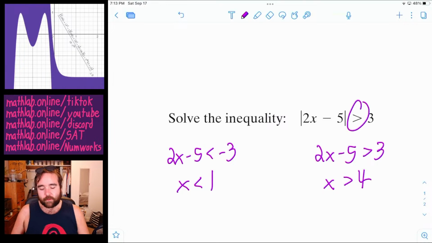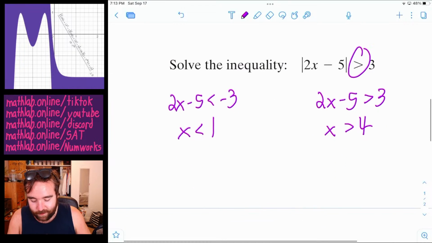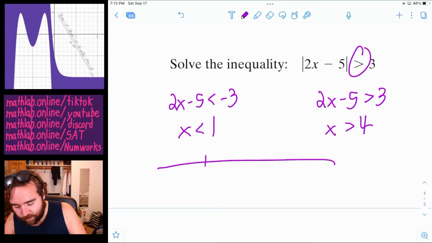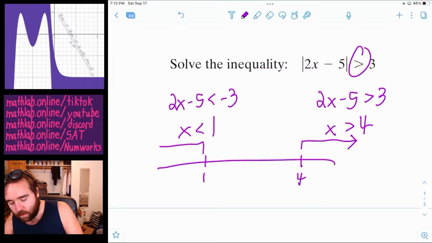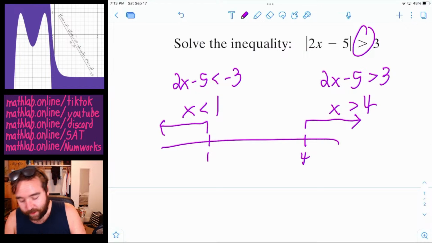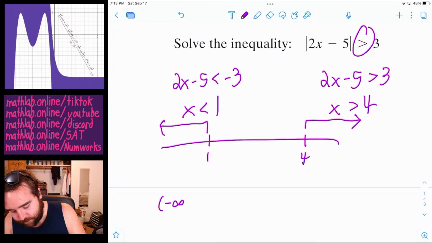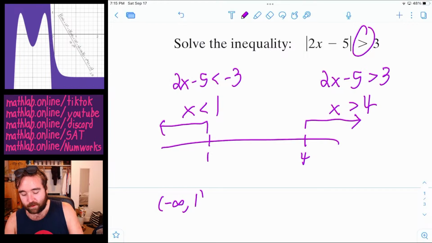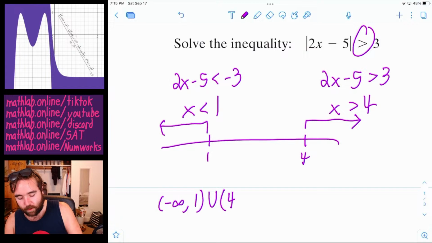And then we look up here and we see that this is a greater sign. So we just need one or the other of those inequalities to be true. I do like to always look at this on a number line. We got 1 here. We got 4 here. We need x to be greater than 4 or less than 1. So then you can see our interval notation. It's going to be from negative infinity up to 1, not including 1, or from 4 up to infinity.